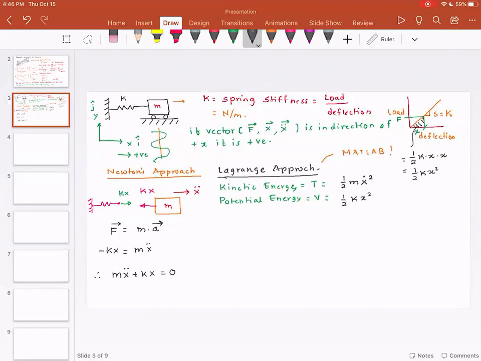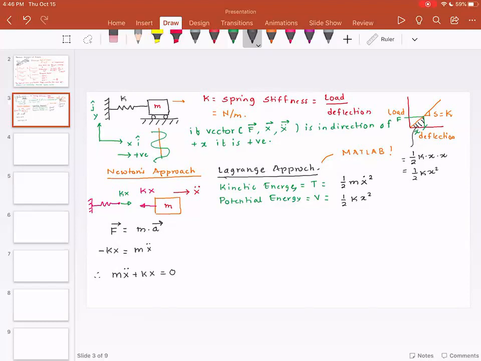I just want to stop here for a second and ask if anyone has any question. Everyone understood how I got kinetic energy and potential energy for this simple spring mass system? Because here is what we are going to do. When we derive the differential equations of motion for any robot, we have to find the potential energies for the robot. We have to find the kinetic energies for the robot, and then we go forward.